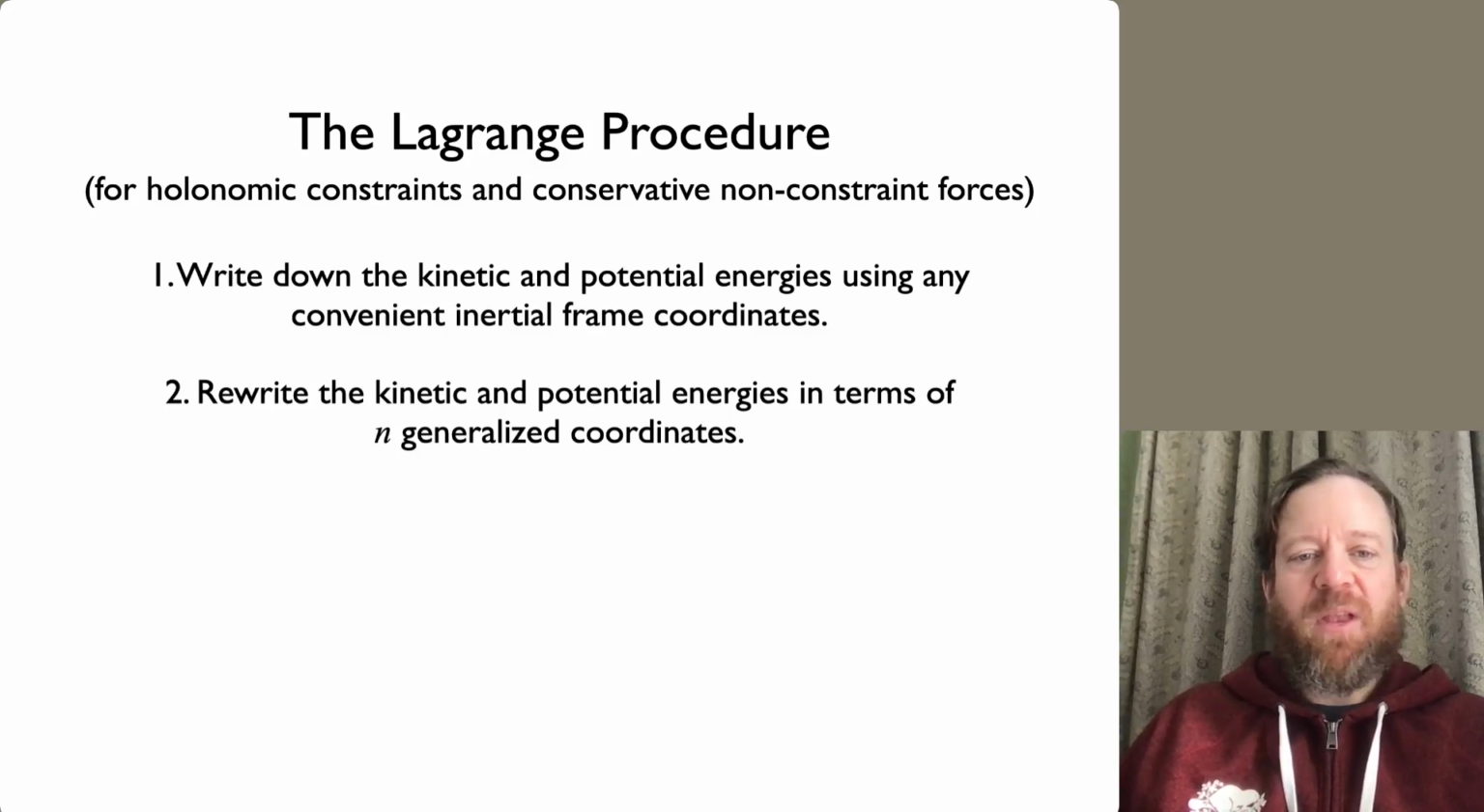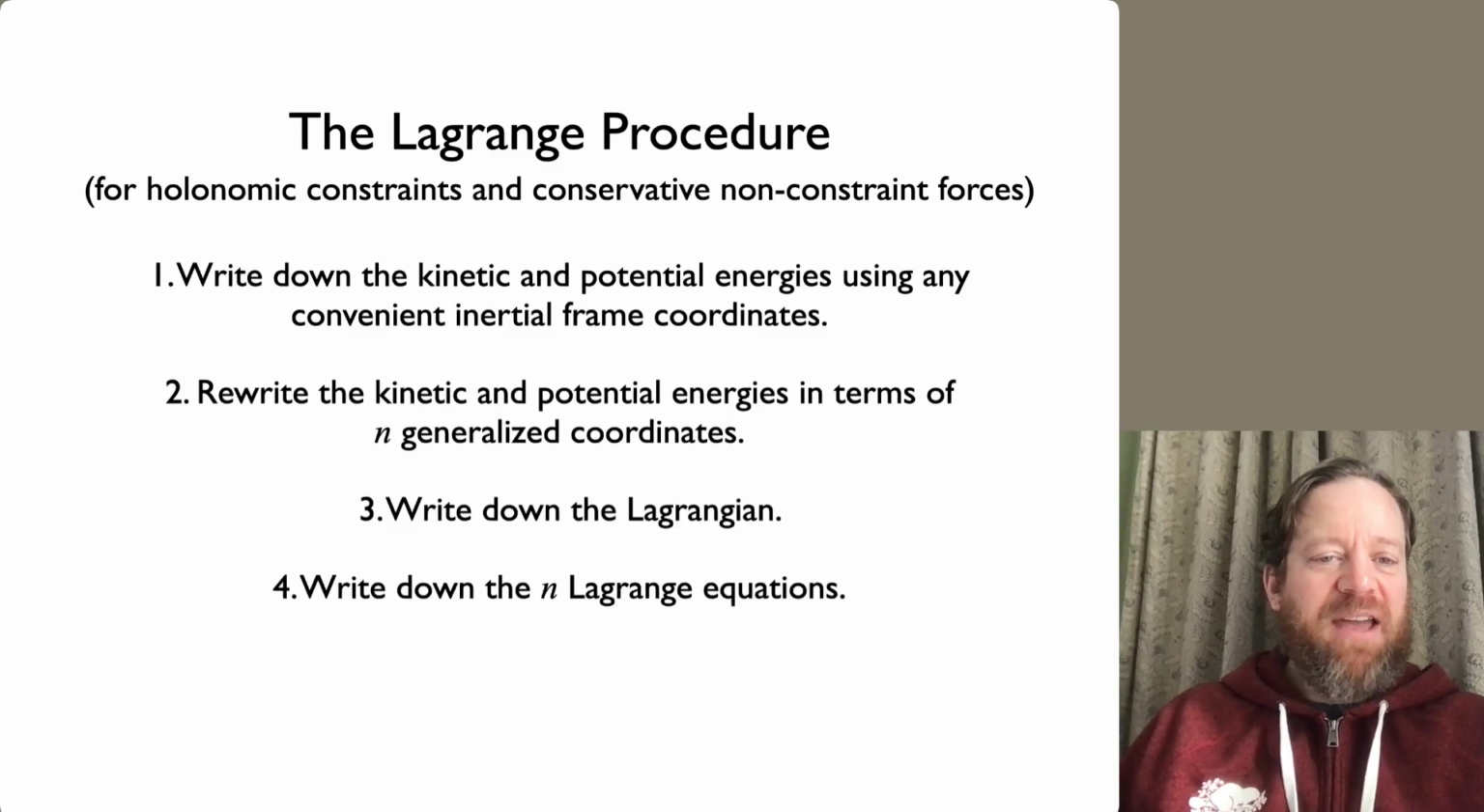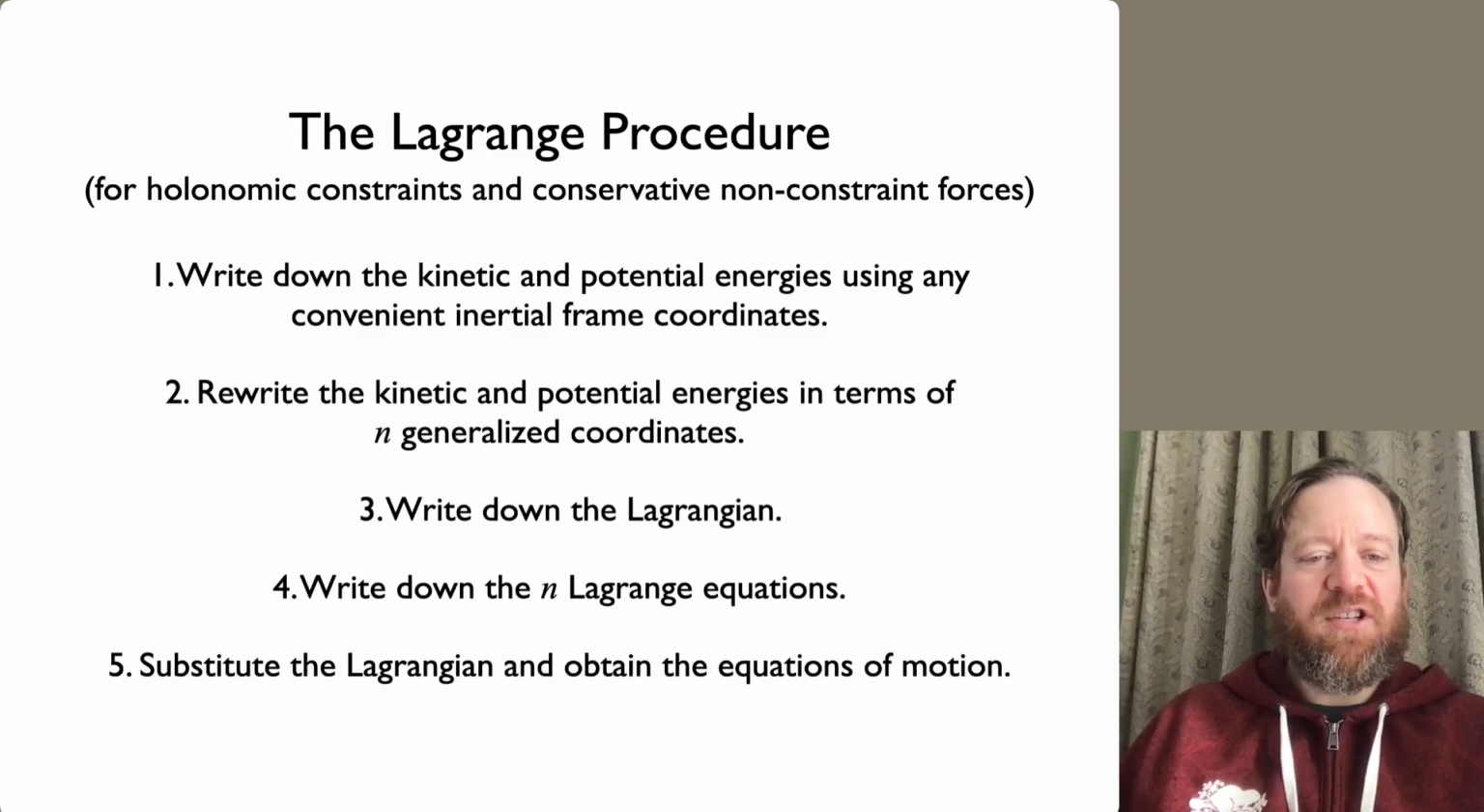coordinates. Once we have the kinetic and potential energies, we can, of course, write down the Lagrangian, and after that, it's turn the crank. We write down our n Lagrange equations corresponding to n generalized coordinates, and, of course, substitute the Lagrangian and obtain the equations of motion. And quite often we will stop there, or at least perhaps look at the equation of motion and see what we can draw from it just through inspection.